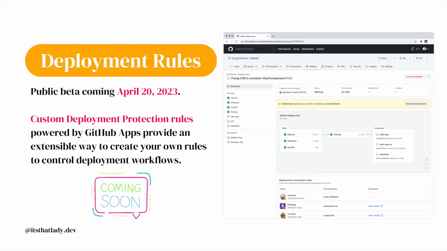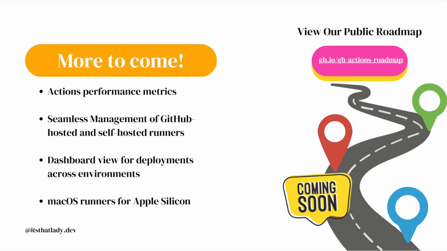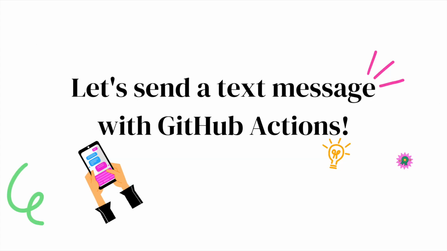And there's even more to come. If you'd like to see what we're up to, you can always go to our public roadmap to see what's on the agenda. We have action performance metrics on our radars, a seamless management of GitHub hosted and self-hosted runners. We want to create a dashboard view for deployments across environments, and we're also working on macOS runners for Apple Silicon.